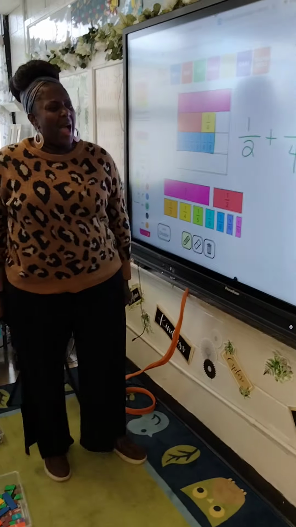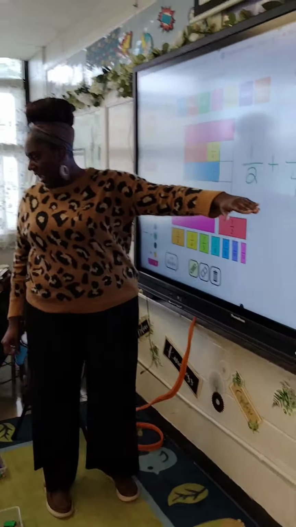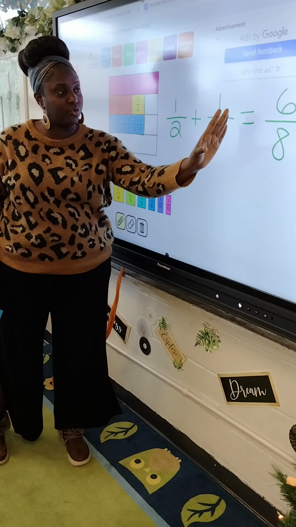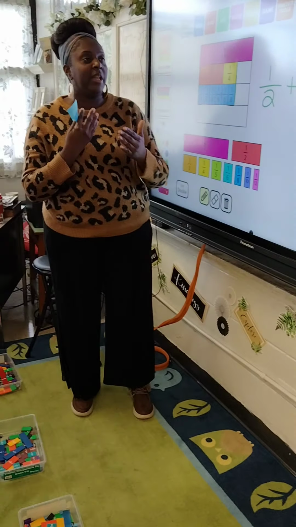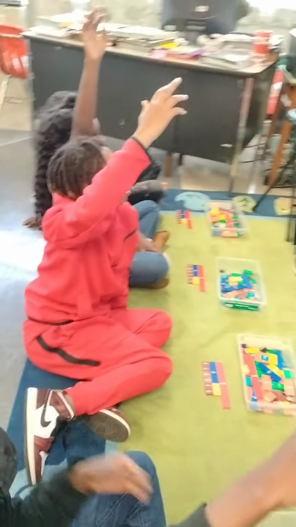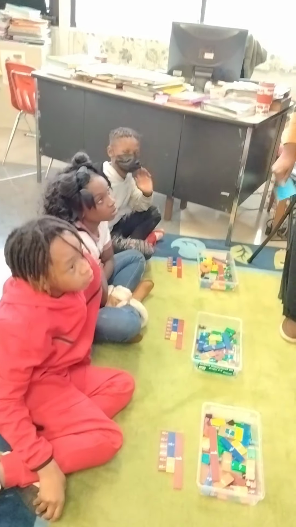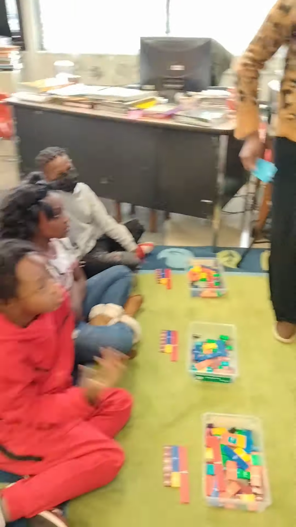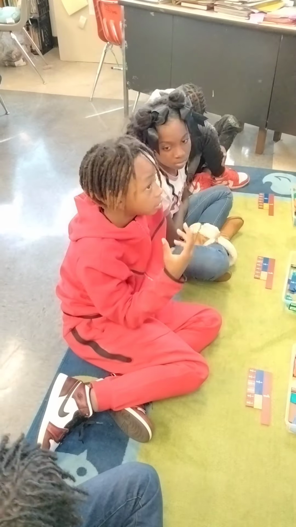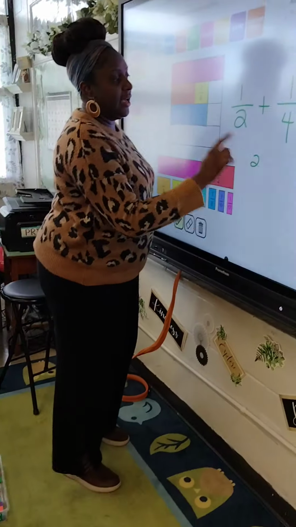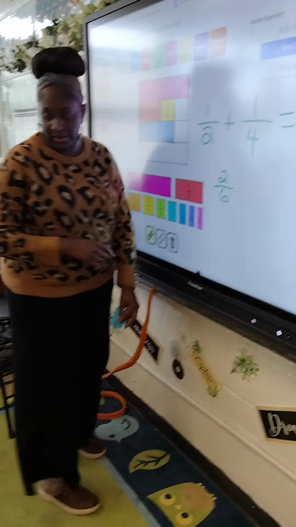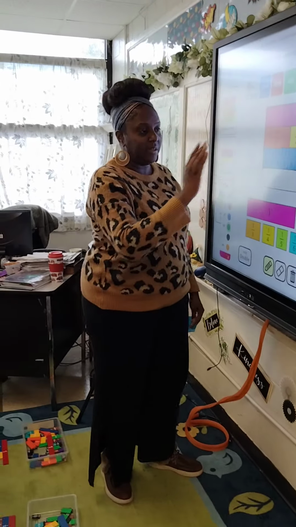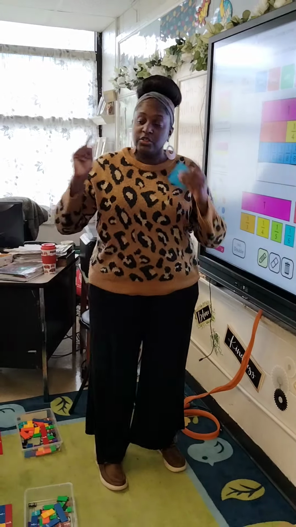Now, our problem says add, right? So what did they do? Did they add straight across to get that 6/8? No. How do I know that they did not add straight across to get that 6/8 as an answer? Because 1 plus 1 is 2, right? And then 2 plus 4 is 6. But these are not the same. So what we need to do is figure out how they got that 6/8, because they did not add straight across. That is something I want to stress.